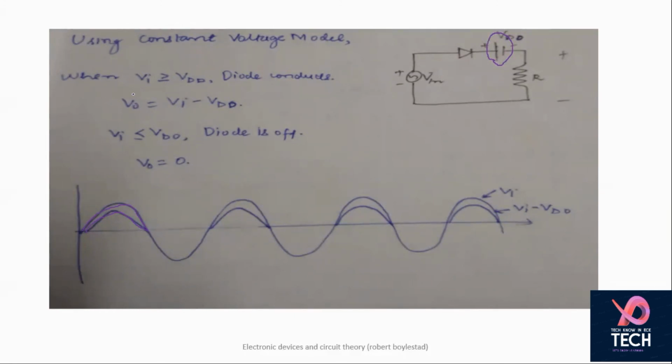So when actually your input is greater than VD0, diode conducts. So your output is input minus VD0. And when your input is less than VD0, diode is off and your output is 0. So you're not getting any output in that case. So your output is normally like this. So that is why this is called half wave rectifier.